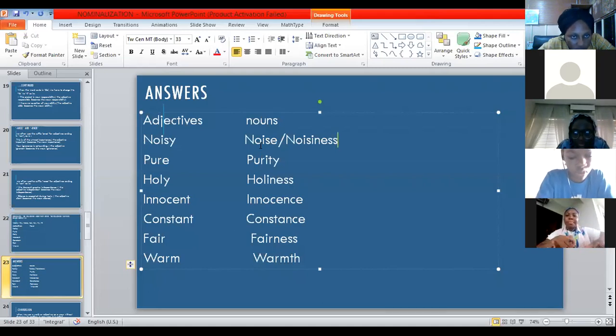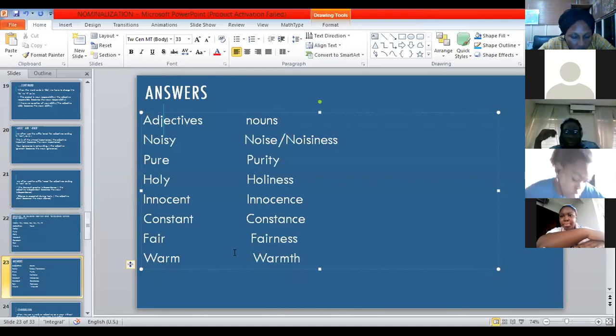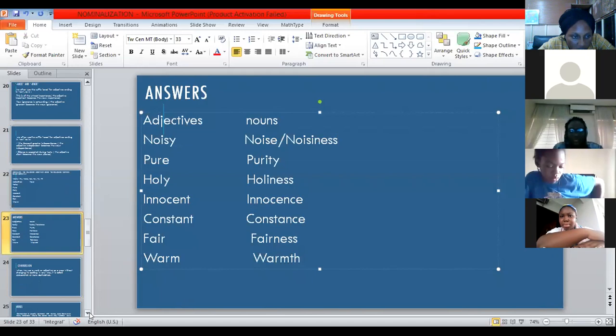Pure becomes purity. Holy becomes holiness. Innocent becomes innocence. Constant becomes constance. Fair becomes fairness. Warm becomes warmth. Now let's continue.